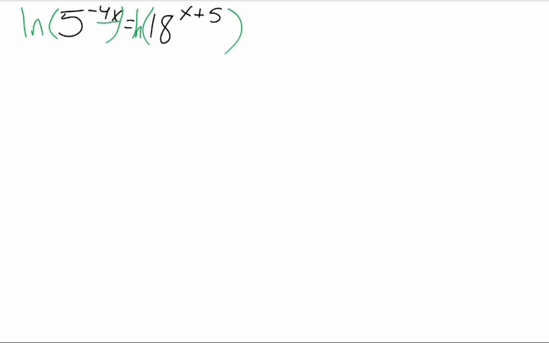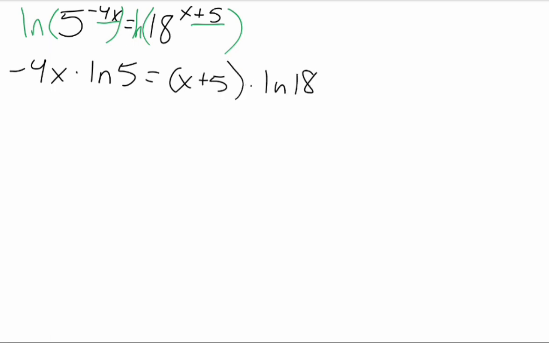Then we can use that property that the exponents come down as multiplication. So then we have negative 4x times natural log of 5 equals x plus 5 times the natural log of 18. And then all throughout, you can do one or the other, but it might not be a bad idea to point out to yourself things that are constants, right? So natural log of 5 is still just a number, it's some decimal.